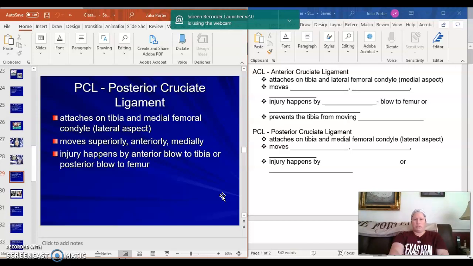All right, moving to the PCL. PCL is opposite of ACL. It attaches on the tibia still, and it attaches on the medial femoral condyle. So it moves superior, anterior, medially, or up, forward, and in. If you look at the injury mechanism, it happens by an anterior blow to the tibia. So that would be like a hyperextension injury where the knee is straight and somebody gets hit in the lower leg.